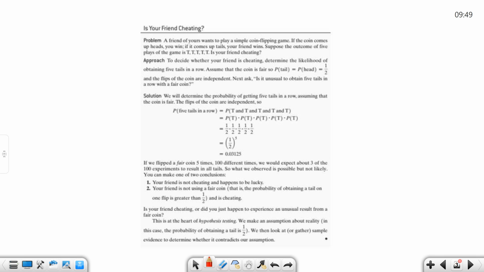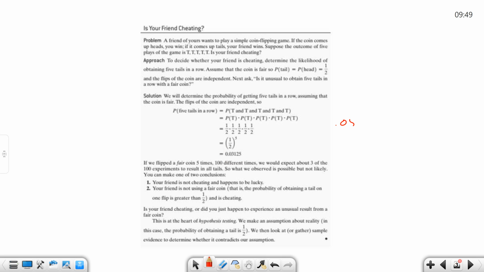Well, it's the probability of tails and tails and tails and tails and tails. Because they're independent of each other, the first flip doesn't affect the second flip, right? Then they're 1/2 for tails, 1/2 for tails, and we do "and," so it's times. So we're actually multiplying 1/2 5 times, or raising it to the 5th power. When we do that, we get 0.03125.